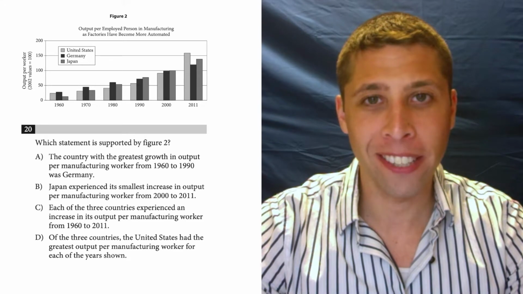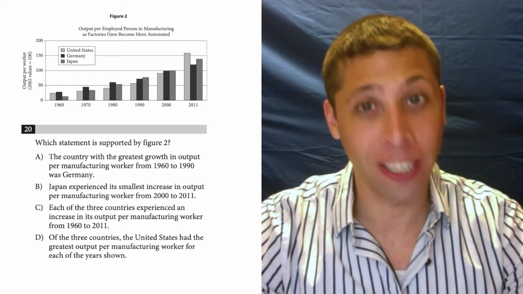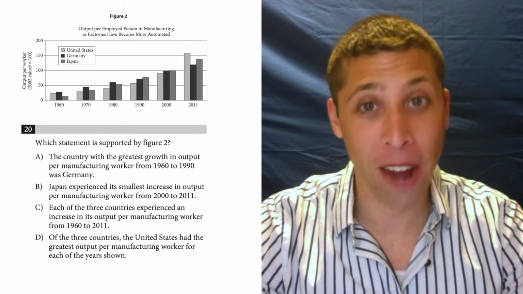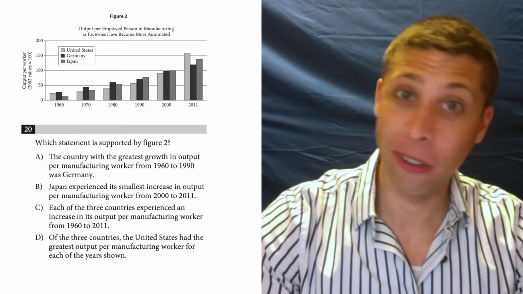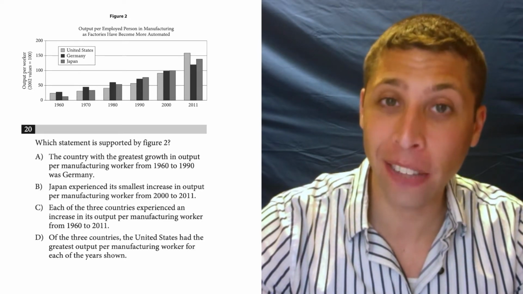Just like number 19, you cannot get number 20 wrong. You got to lock in these points. This is about the graph. There's no passage here. I know there's a lot more text for number 20 than there was for number 19, but that shouldn't matter, right?